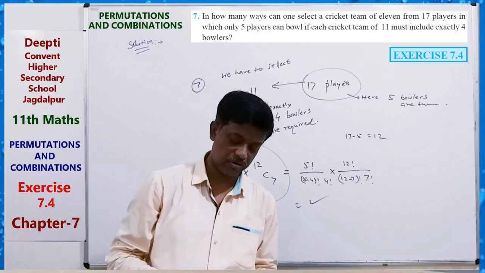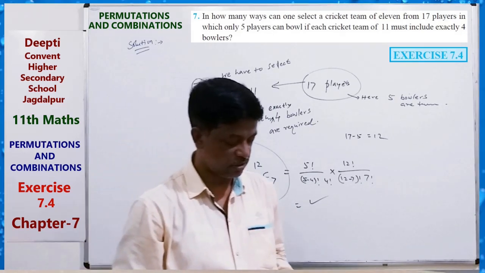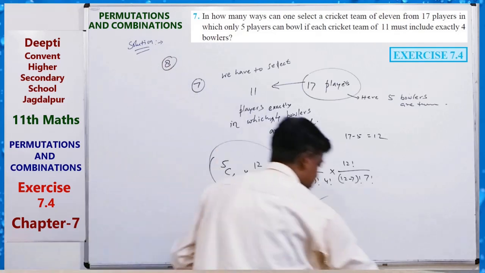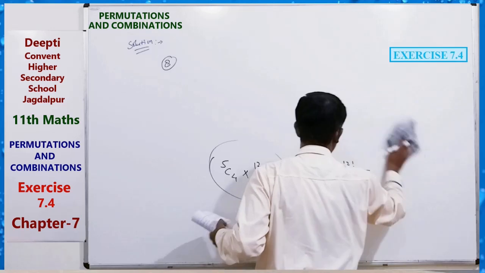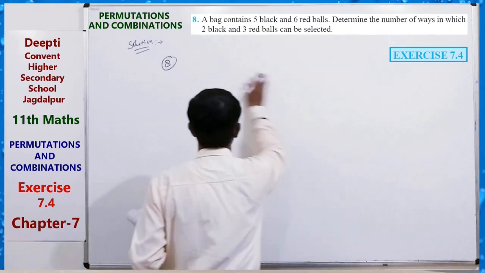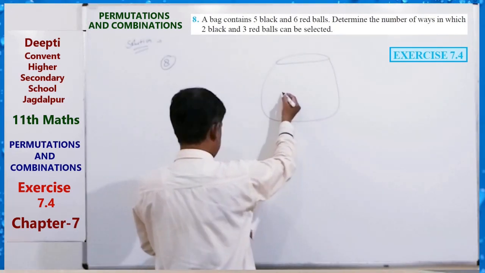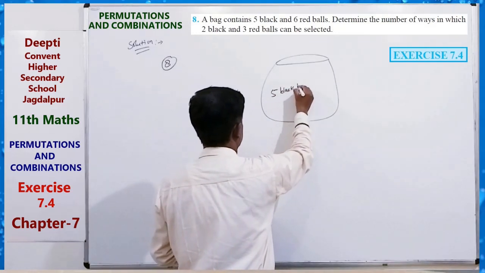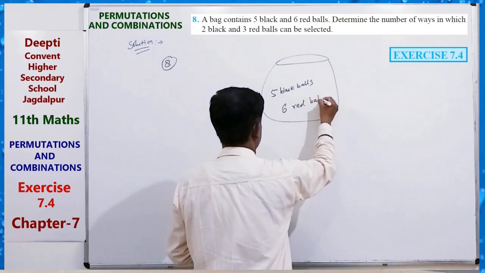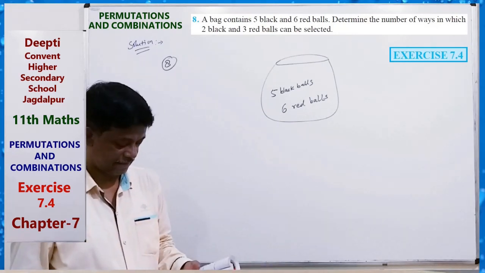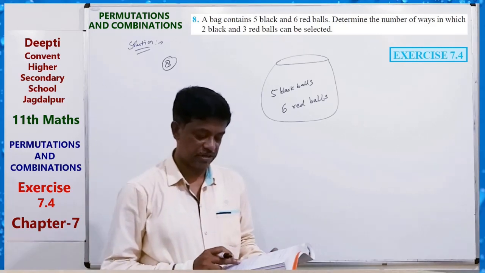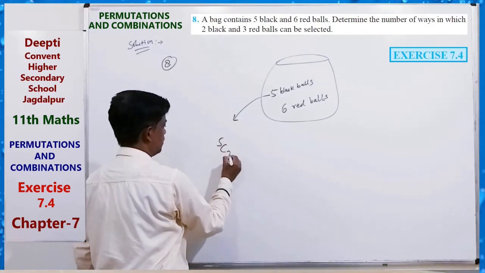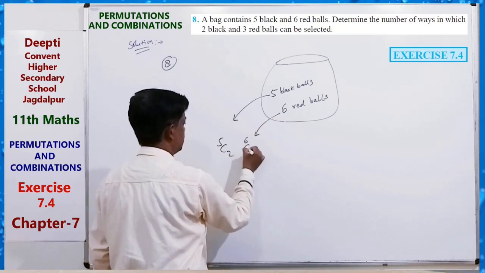A bag contains 5 black, 6 red balls. 5 black balls, 6 red balls. Determine the number of ways in which 2 black, 3 red balls can be selected. Very simple. Okay, just you can do it yourself. Here in question 8, it is given that in a bag there are 5 black balls, 6 red balls. Clear? We have to select 2 black, 3 red. 2 black from 5, 3 red from 6.